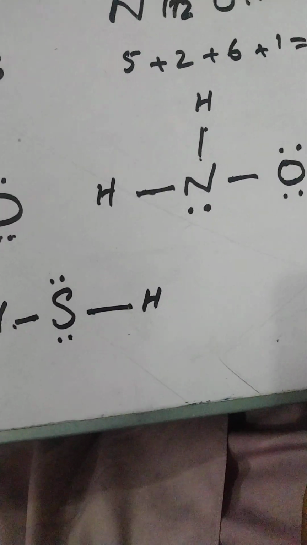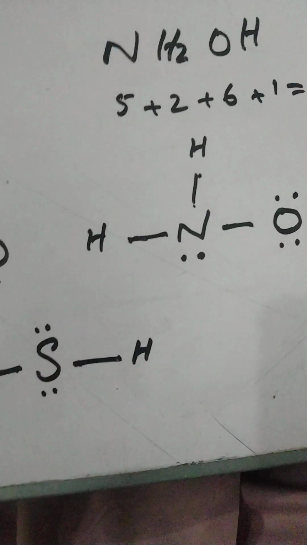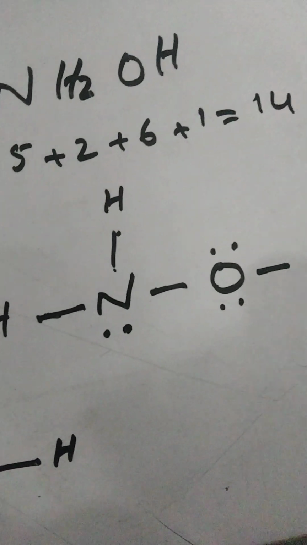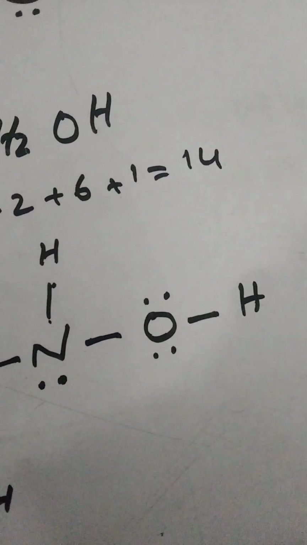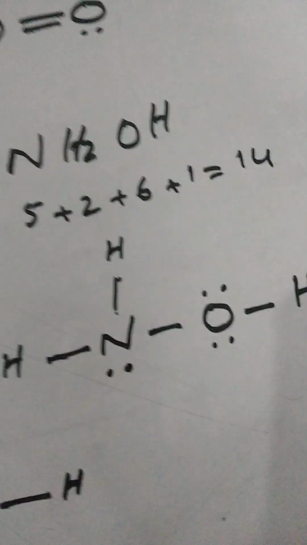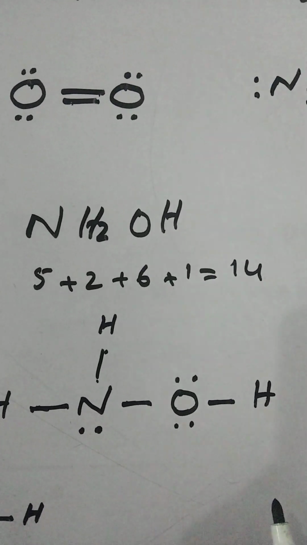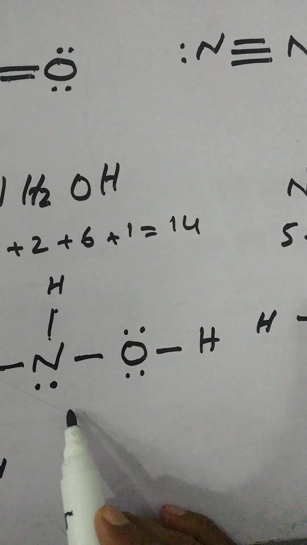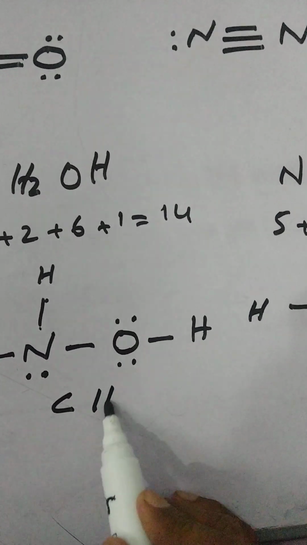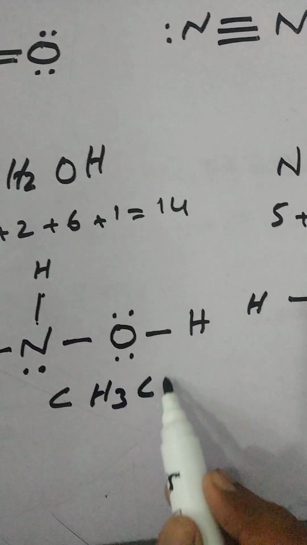Now this was the required structure of our Lewis dot structure which we did. Now we are moving on to another structure, which is CH3Cl.